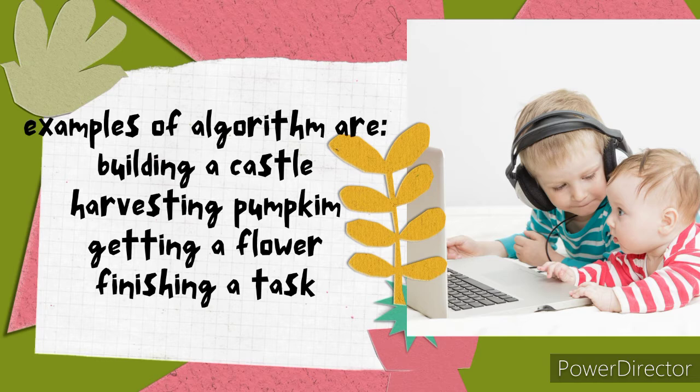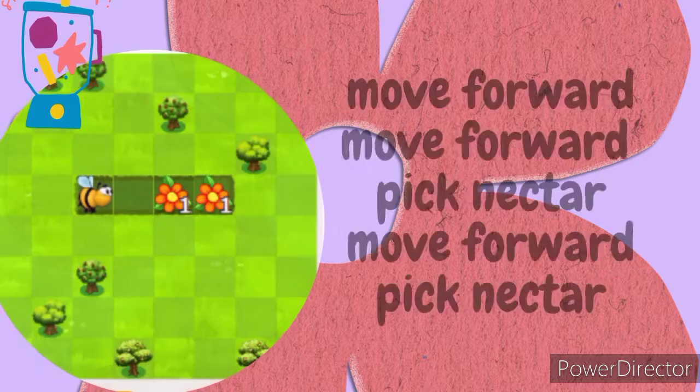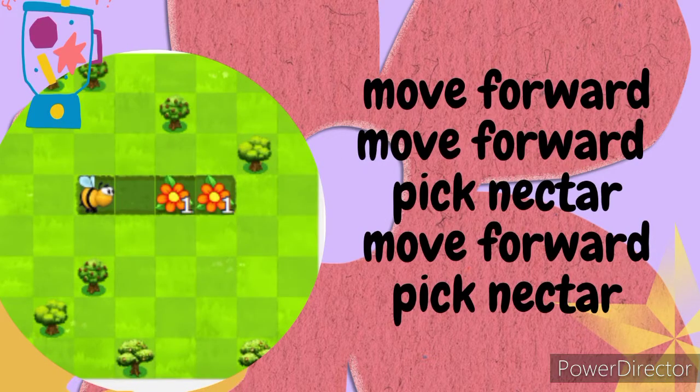Programs also have algorithm. Some examples of algorithm are building a castle, harvesting a pumpkin, getting the flour, finishing a task. You can add your own examples, but these are some few that I can give for now. We also have some of these examples in our program. Let's see one of these examples.